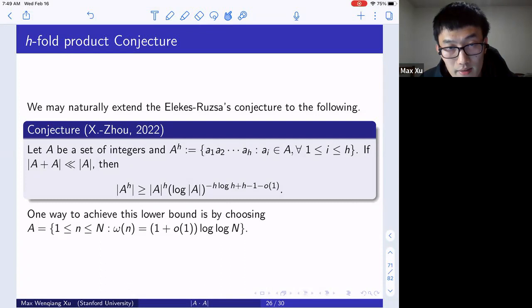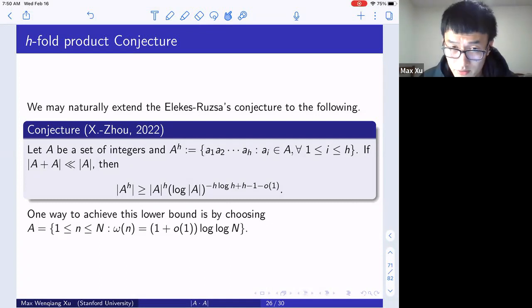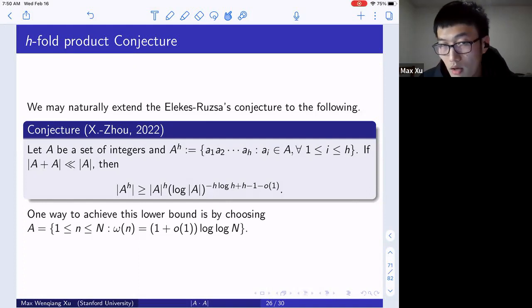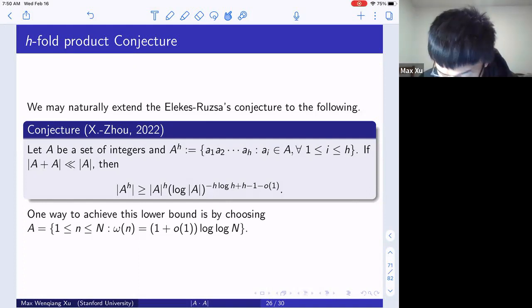We believe that if you do a similar thing, pick up all the typical integers and plug in, using the formula I mentioned a couple of times, you should get some quantity that is probably optimal up to little o of log A. But of course, we have no idea how to prove this for the general case, at least.